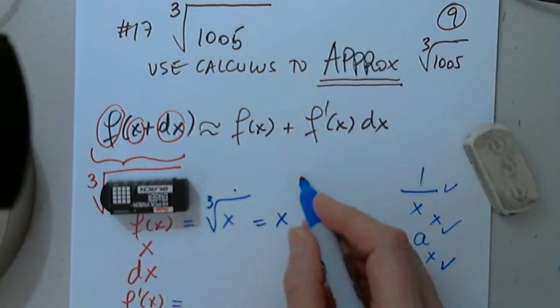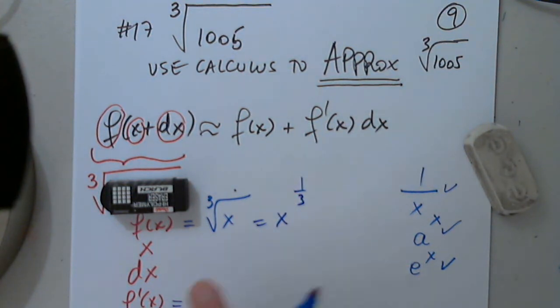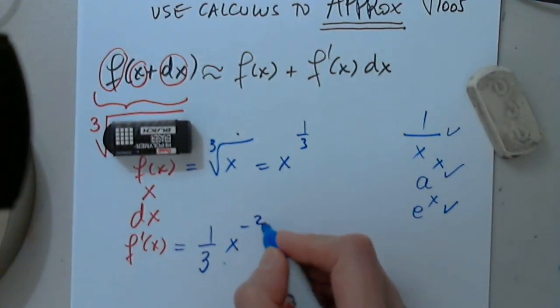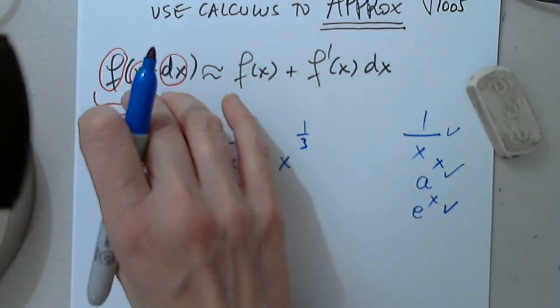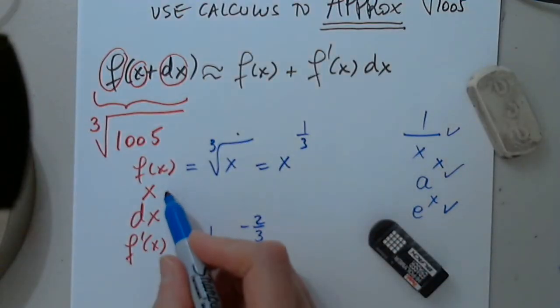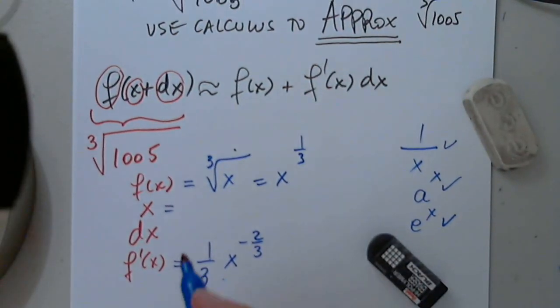So this is the same as x to 1/3. I can find the derivative. I bring down 1/3. I have x to 1/3 minus 1. So this is negative 2/3. Good. Now let's identify x. Let's identify the error. What do you think x would be?